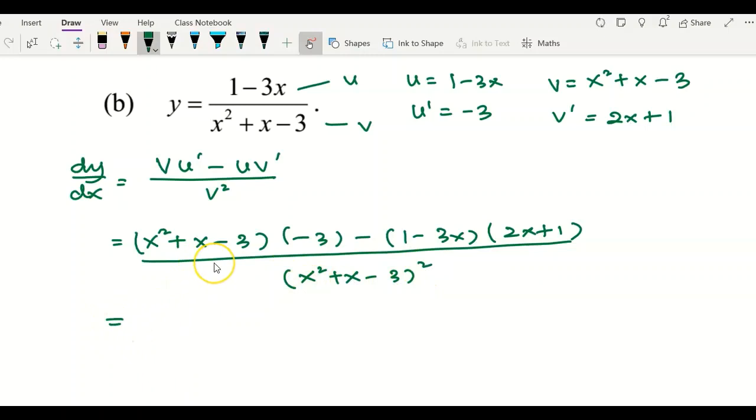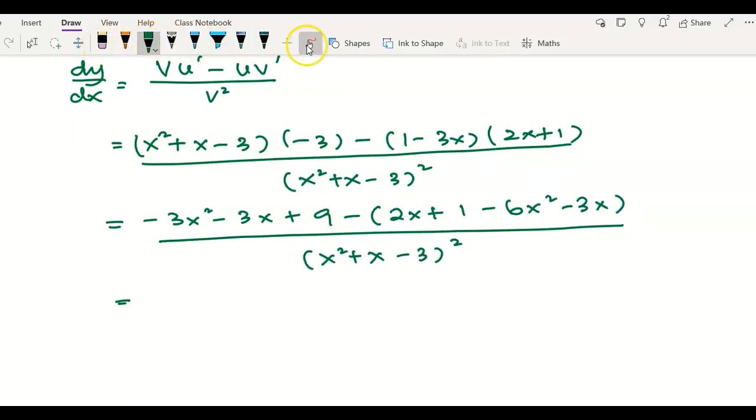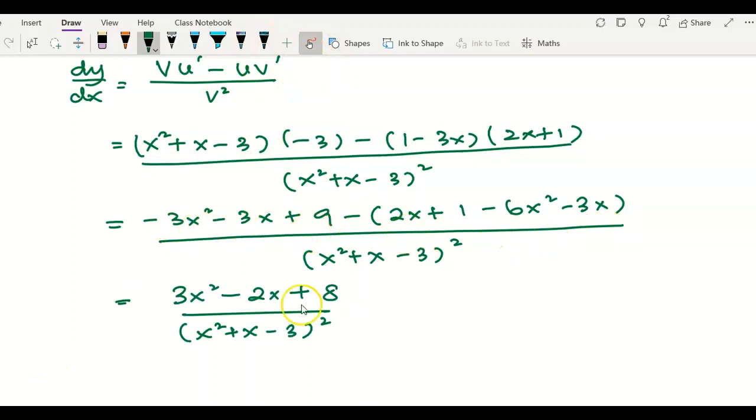So now we can see that up there can be simplified maybe. So we need to expand first, then we check. After you have expanded the numerator, you will get this. And simplify again, simplify further. And simplify the numerator, you get this: 3x squared minus 2x plus 8 over (x squared plus x minus 3) squared. You leave this as your final answer.